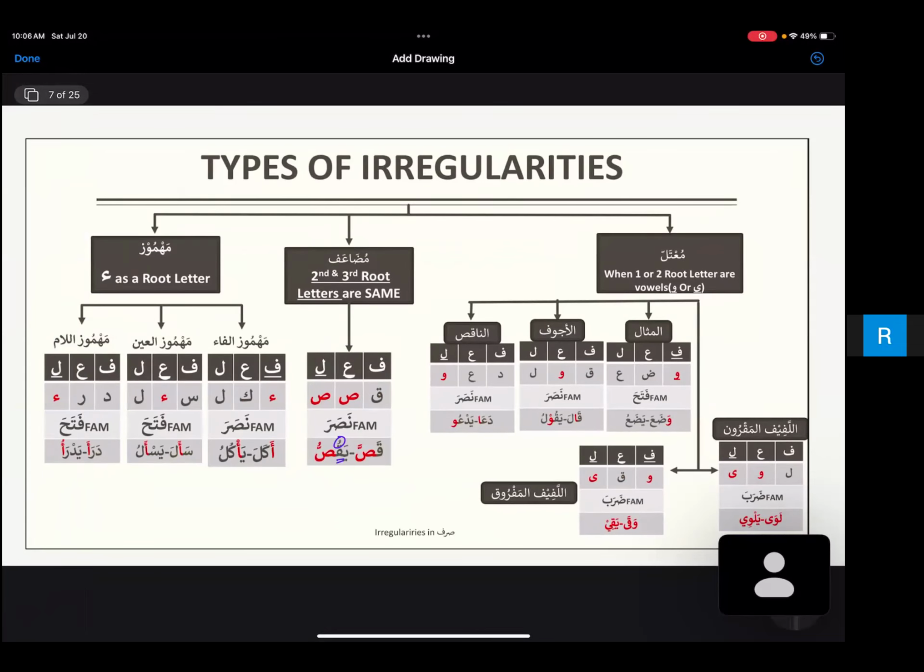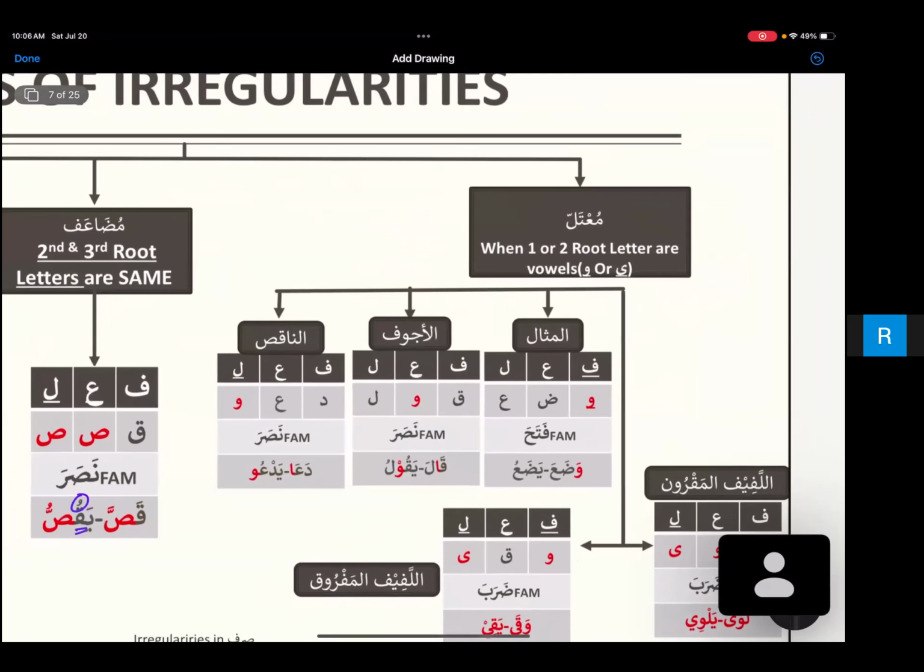Then we have mu'tal. Mu'tal is when any of the root letters, it could be 1 or 2, is a vowel. And when I say vowel, there are 2 vowels, waw or ya.